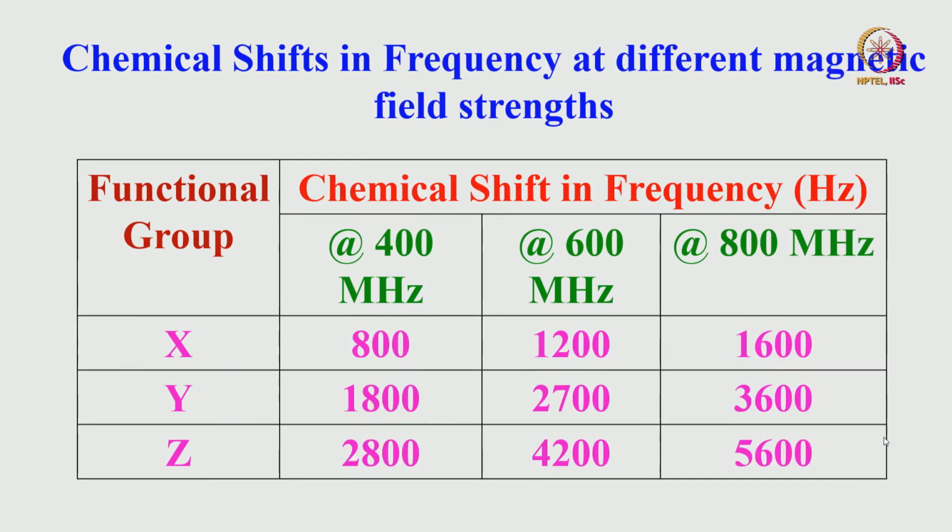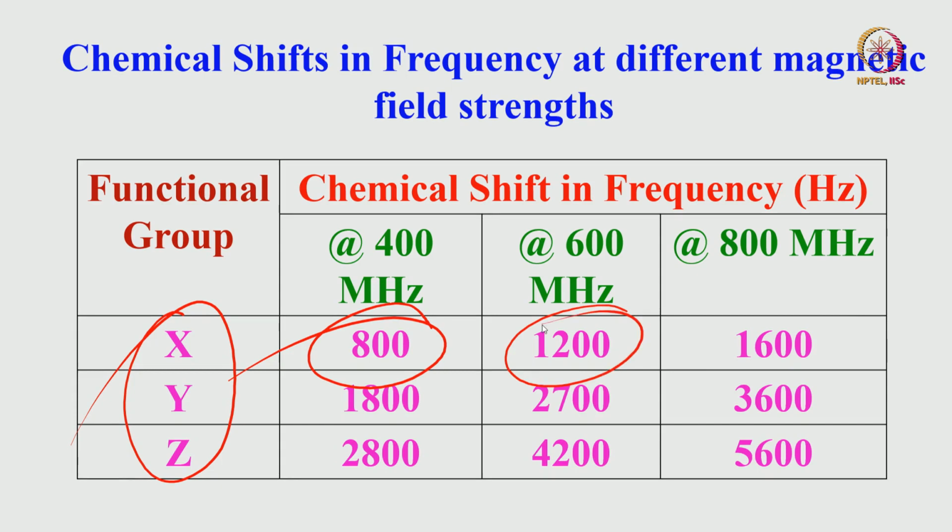On the other hand, I am expressing the same functional group in frequencies: at 400 megahertz it is at 800, at 600 megahertz 1200 and at 800 megahertz at 1600, because I express it at 2 ppm. Like that for different functional groups the frequencies are different. This is the table you should remember always.